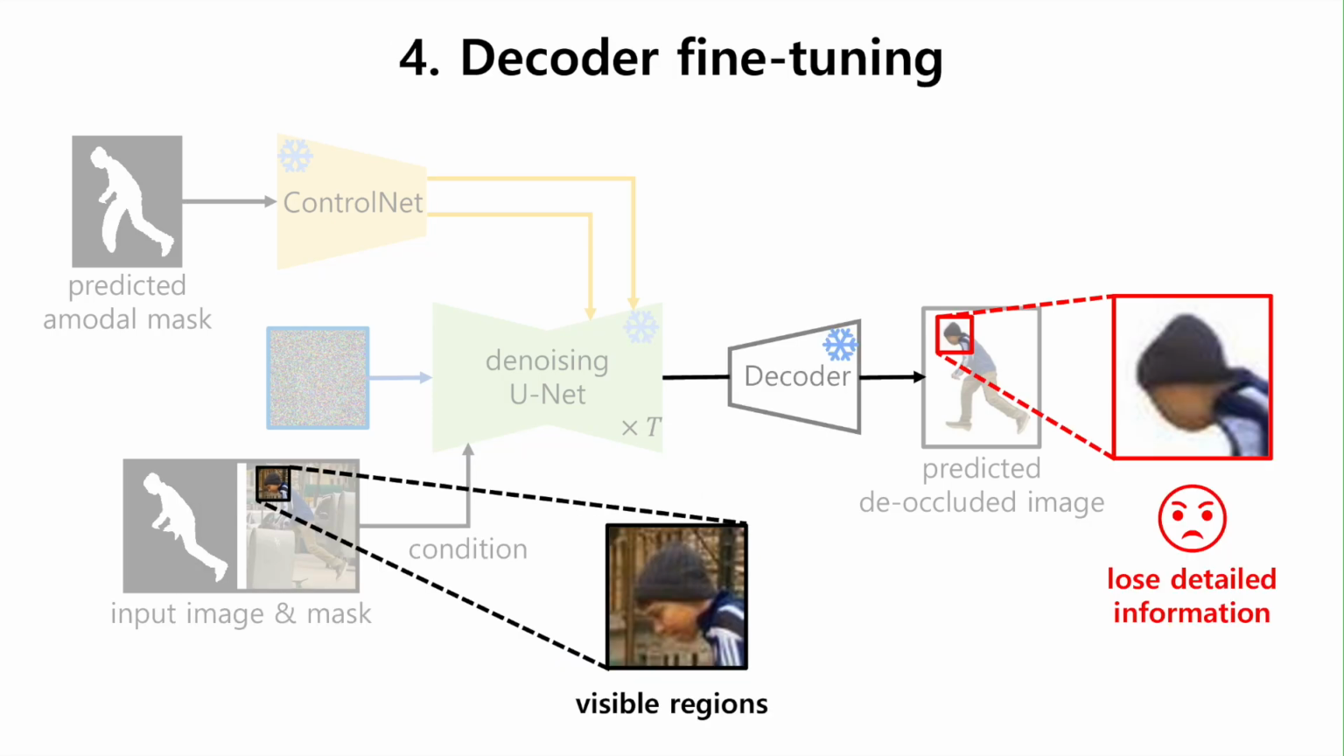Latent representations often lose fine-grained details, even when regions are visible. We fine-tune the decoder to the input image, minimizing reconstruction error on visible regions to preserve pixel-level detail.